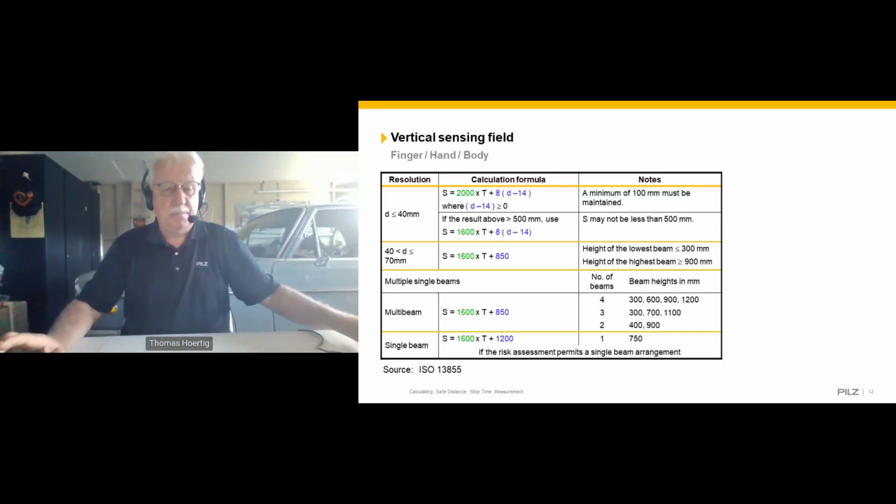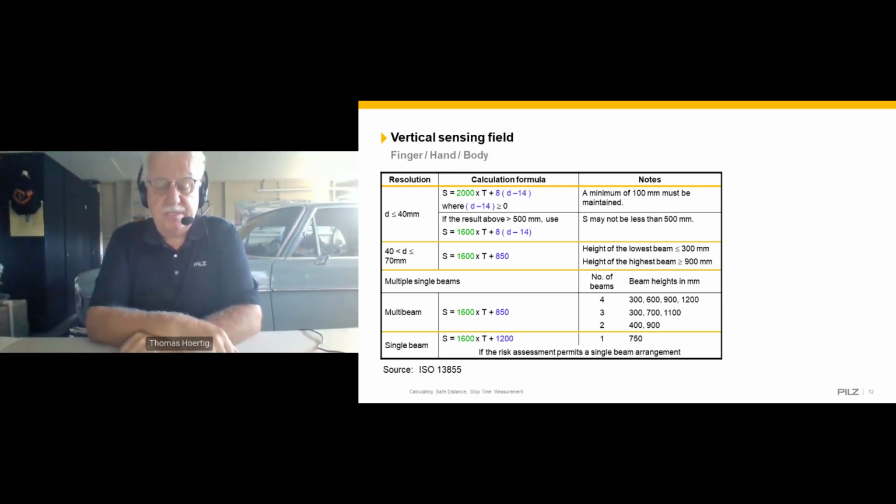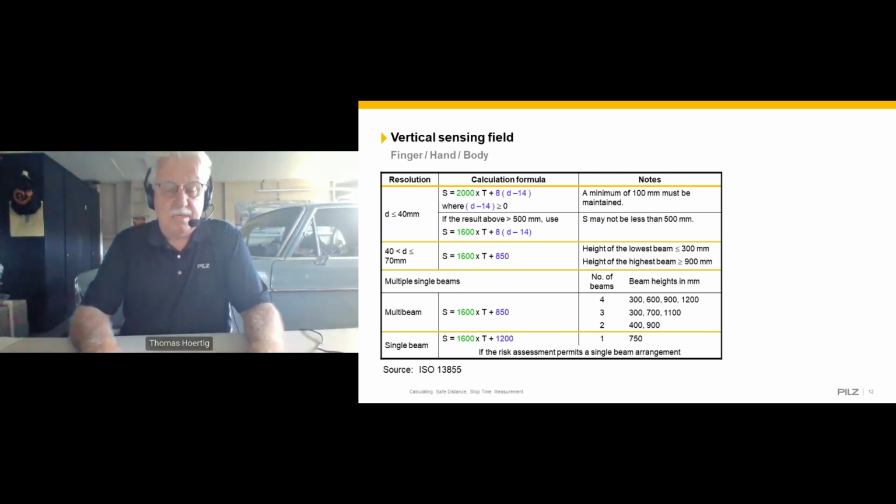Now we have here a table. This is an example for a vertical sensing field for a presence sensing device, so for a light curtain, finger, hand, or body protection. On the left, you see the column with the resolution. Then we have the calculation formula and some notes. If the resolution D is smaller or equal to 40 millimeters, then we have two choices for the approach speed, either the faster one, 2000 millimeters per second, or 1600 millimeters per second.